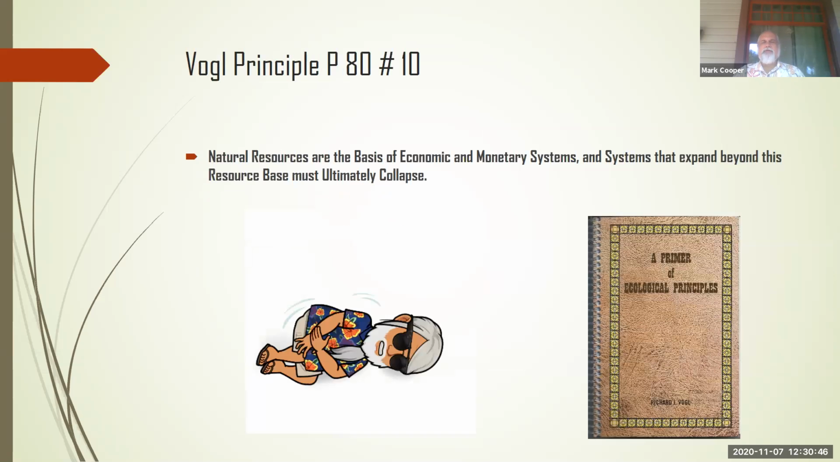All right, so let's talk about some principles. I didn't put them in the first one. So Vogel principle, page 80, number 10. Natural resources are the basis of economic and monetary systems, and systems that expand beyond this resource base must ultimately collapse. If we continue to overexploit and overuse, our economic system will die. It has to. You will run out of resource.